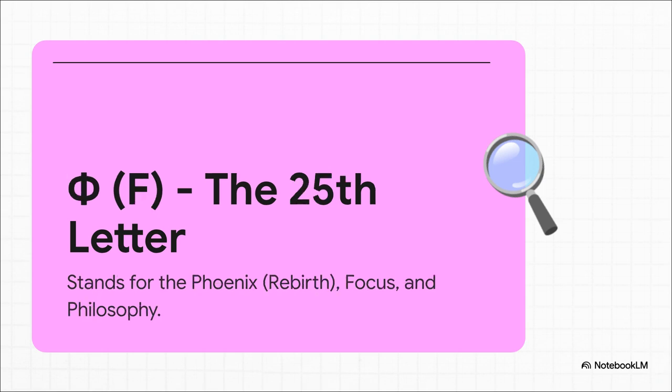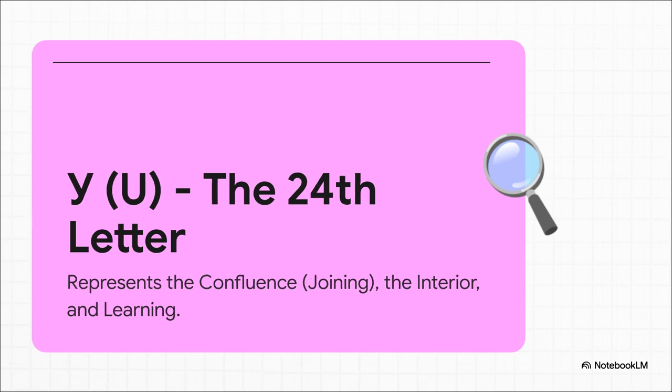Now, let's jump all the way towards the end of the alphabet. Here we find our 3rd new letter, the Cyrillic F or F, sitting at position 25. And wow, this one carries some heavy symbolism. The phoenix for total rebirth, the intensity of focus, and the deep intellectual pursuit of philosophy. And our final new component for this stage is U, our U, the 24th letter. Its meaning is just fascinating. It stands for ušće, which is the Serbian word for a confluence, the place where 2 rivers join. It also represents a turn inward, to the interior, and the whole process of learning itself.